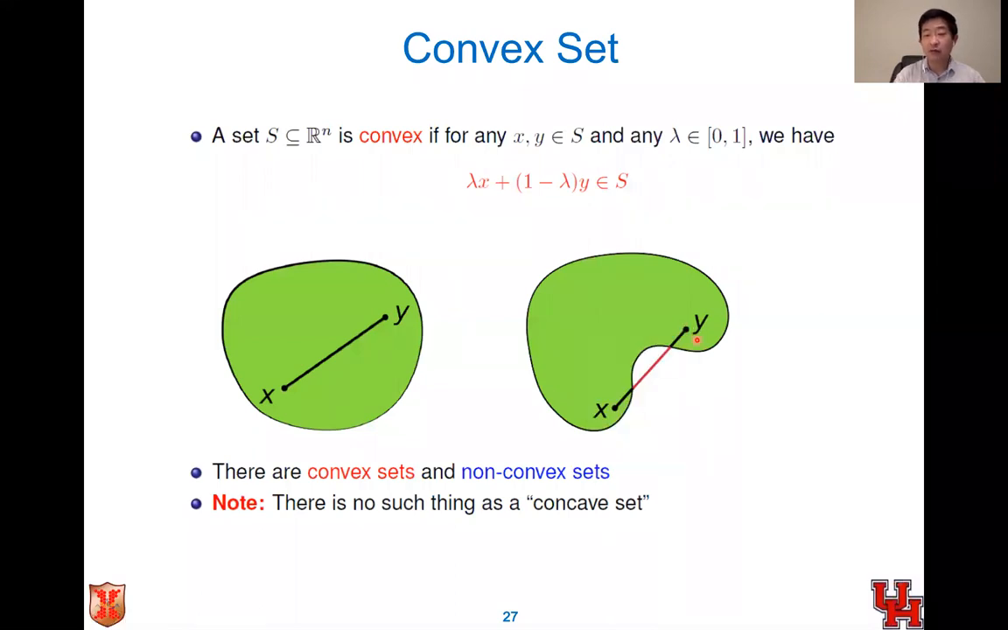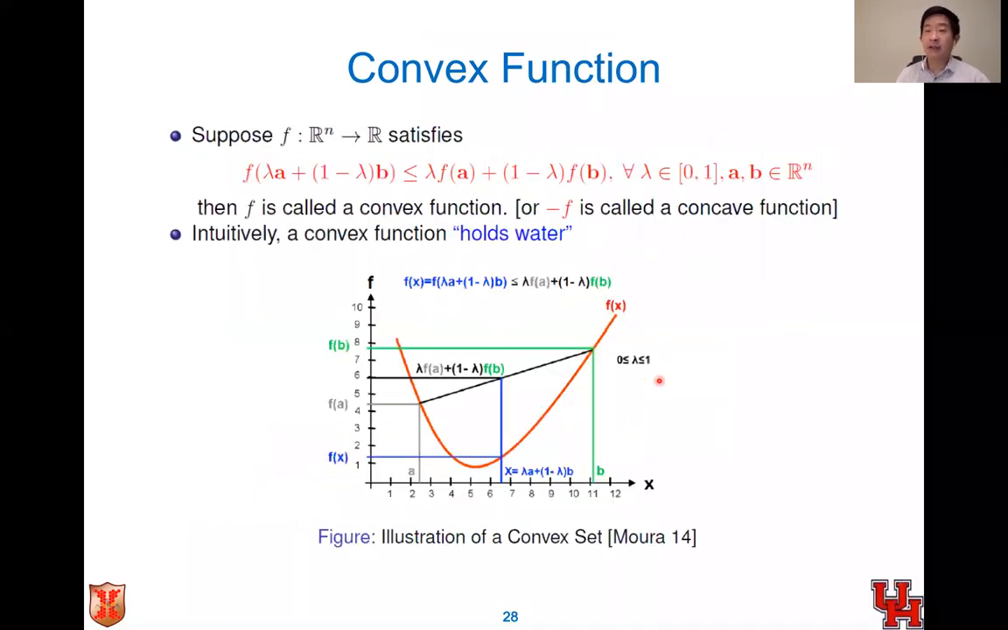In the right case, you can see that the middle is outside the feasible set. So in this case, your feasible set is not convex. And then after your feasible set, what is your objective function? If your objective function is a convex function, then this will have many good properties.